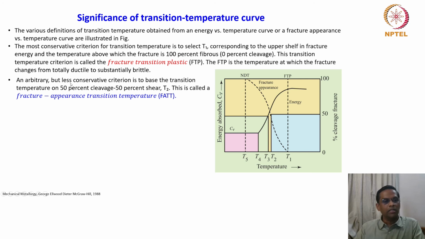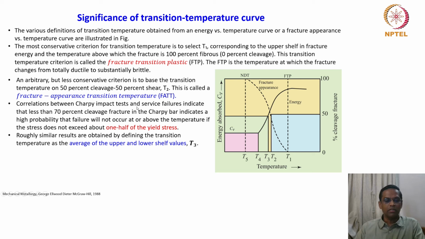An arbitrary but less conservative criterion is to base the transition temperature on 50% cleavage and 50% shear, that is T2. A better criterion, since the previous one is very conservative. So T2 at least takes care of 50% cleavage and 50% shear. This is called fracture appearance transition temperature, FATT. So this particular T2, wherever it goes, is called FATT, fracture appearance transition temperature.